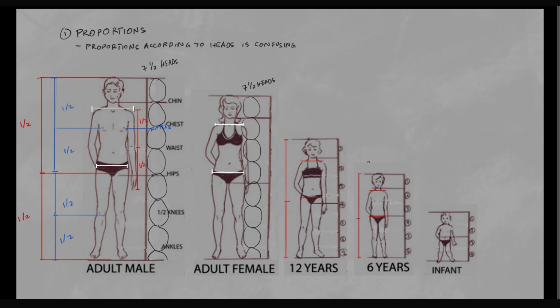Okay, so at the age of 5 to 6 years, the legs are even shorter and the crotch moves even lower than the halfway. And in an infant, the legs are tiny, the upper body is 2/3 of the body. So the legs are 1/3 of the whole length of the body.